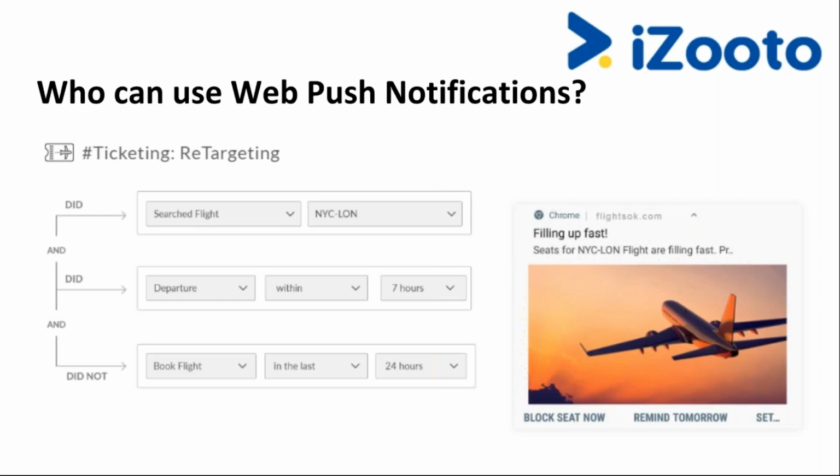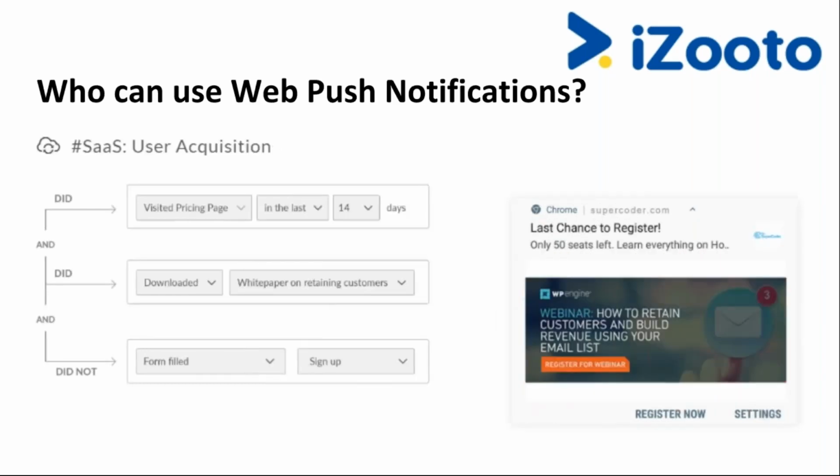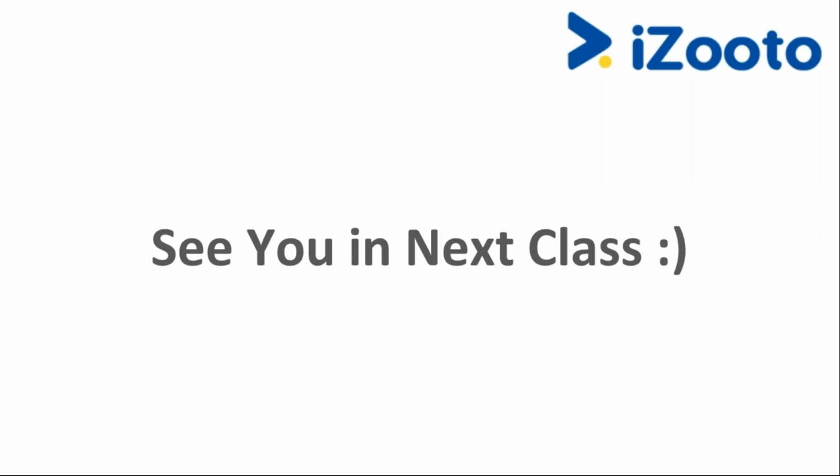So similarly, so on and so forth, we can set it up for various industries. For example, here is another one for ticketing. You can see it talks about how you search for a flight, that departs, and didn't book a flight. Send me a notification there. Next, we also have it if you are a SaaS-based company and you have a free software, or let's say your trial got over or something like that, and you would want to acquire a user then and there. Perfect, makes sense.